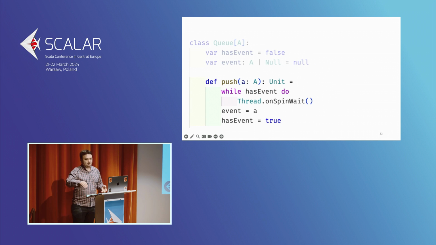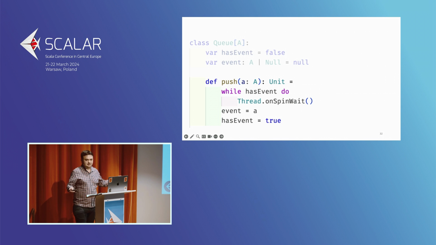Now, the producer side waits until the queue is empty, and here we are using onSpinWait from Java 9, which tells the JVM that this thread is just burning resources, waiting on some condition to happen, so maybe deprioritize this thread and do something else. It's useful to have when you're doing a while loop like this, right? So it waits until the event was consumed, stores the event, and then signals its availability with hasEvent equals true.